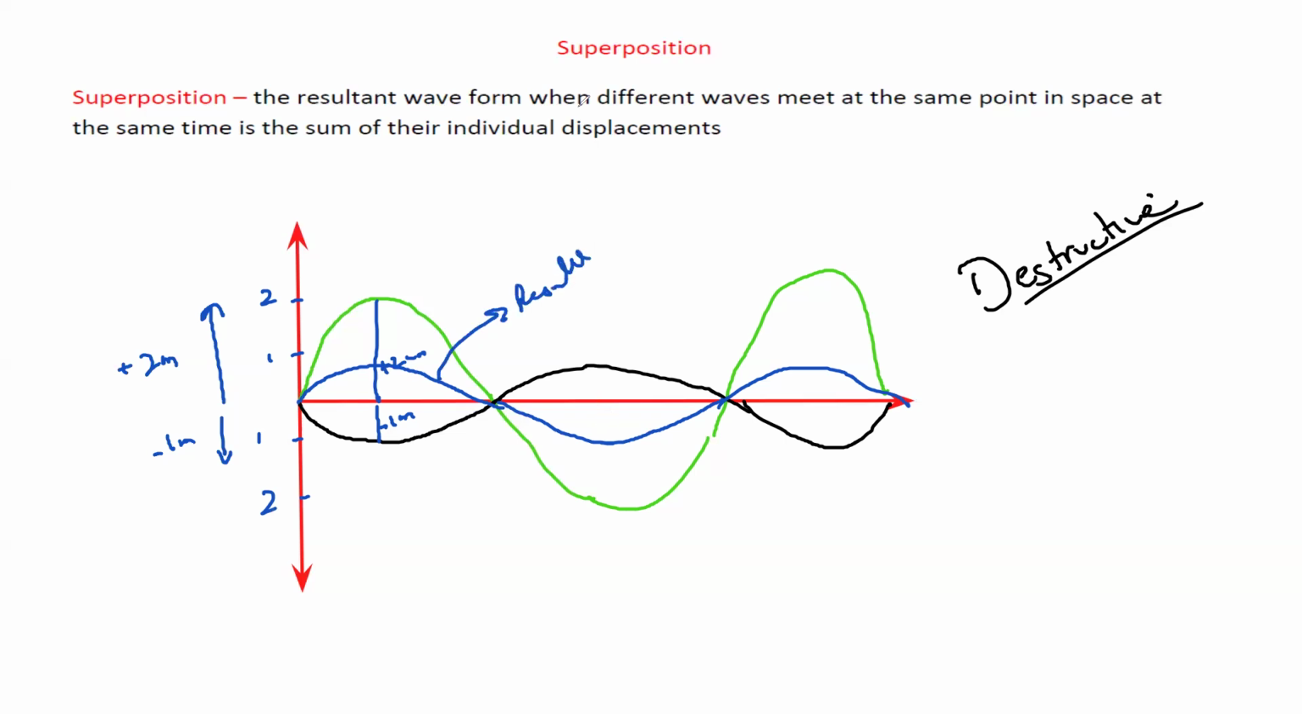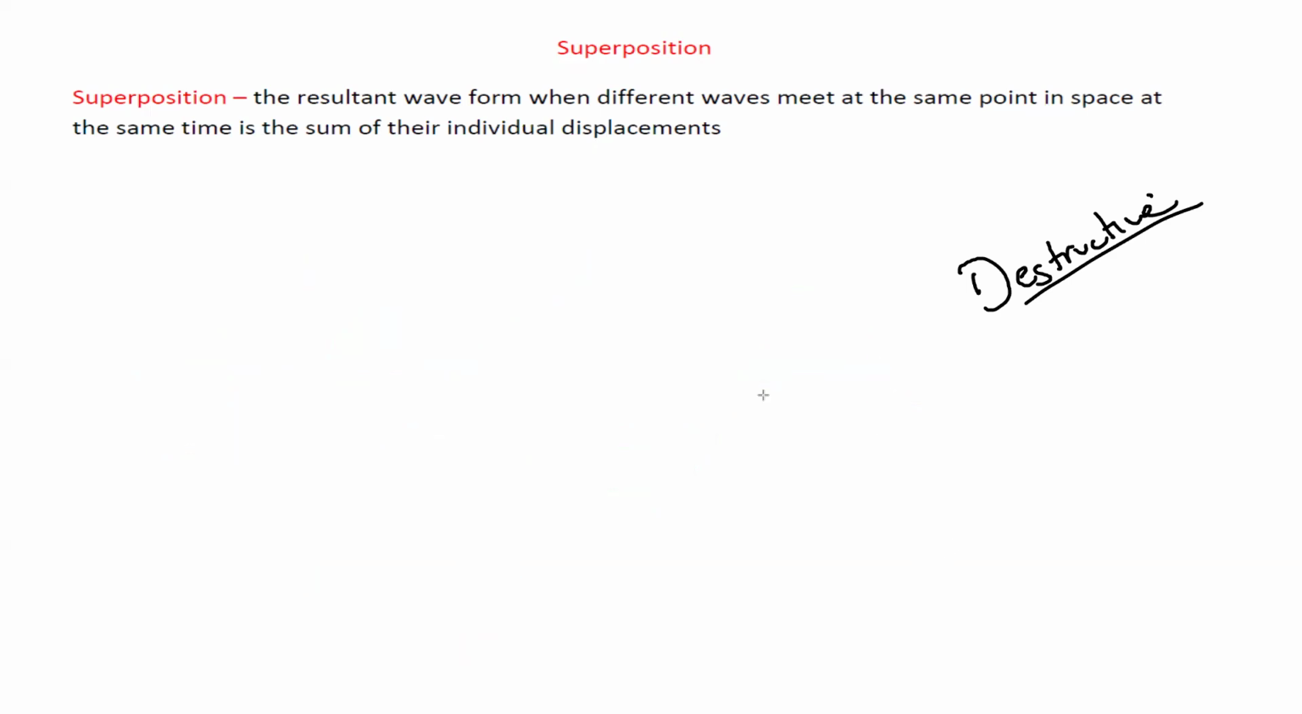Same thing here, the black one is 1 meter and the green one is, for example, -2 meters. So the resultant will be -1. That's why the resultant is -1 here. So how we get the resultant of the two waves is just adding the two numbers. If it is on the positive axis, we use a positive number, and if it's on the negative axis, we use a negative number.